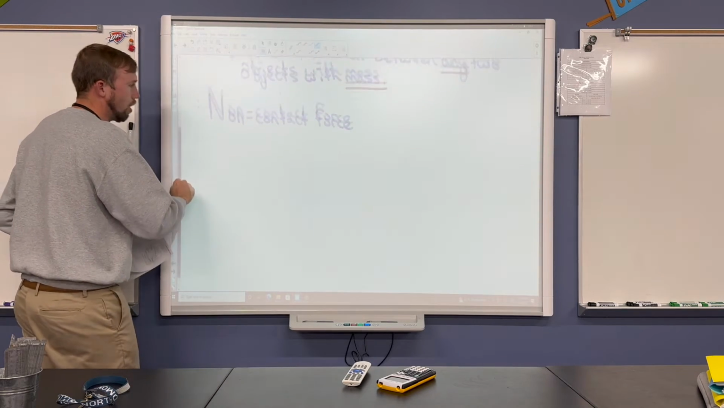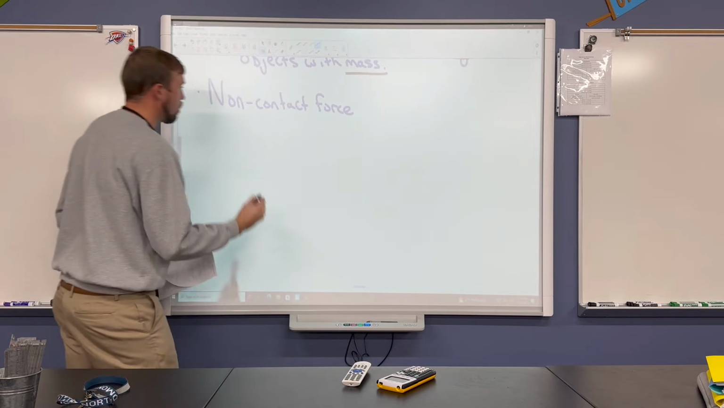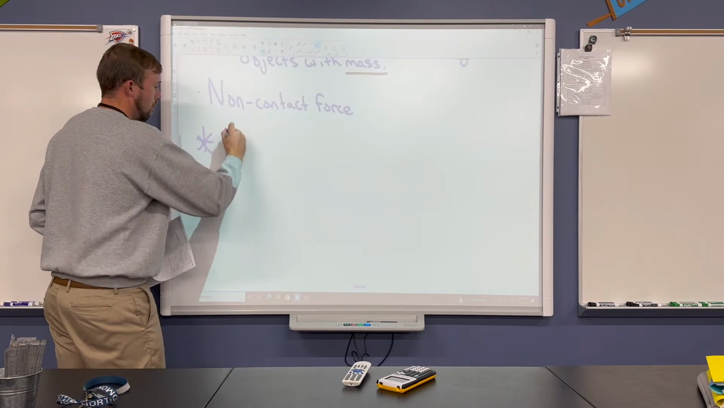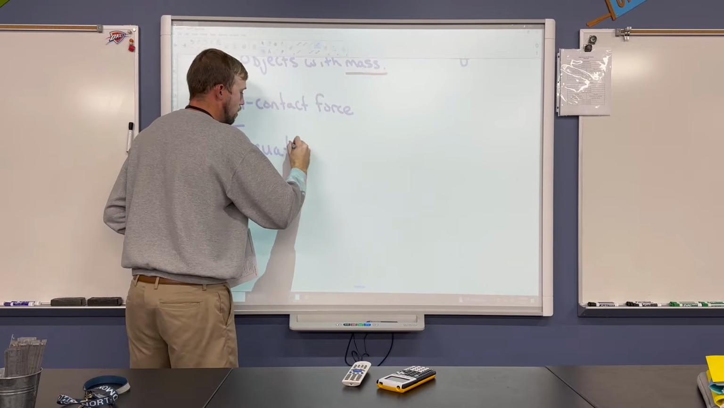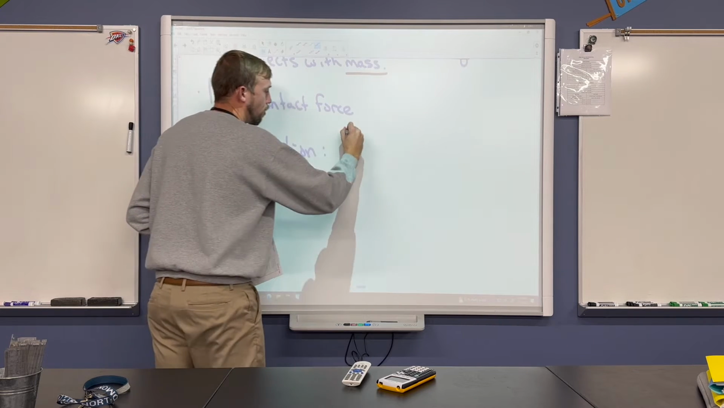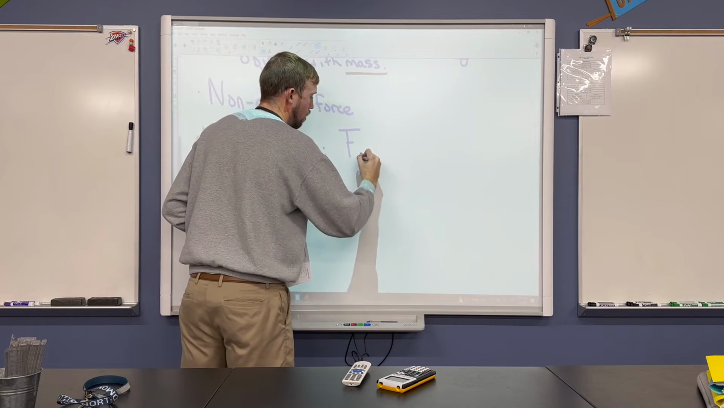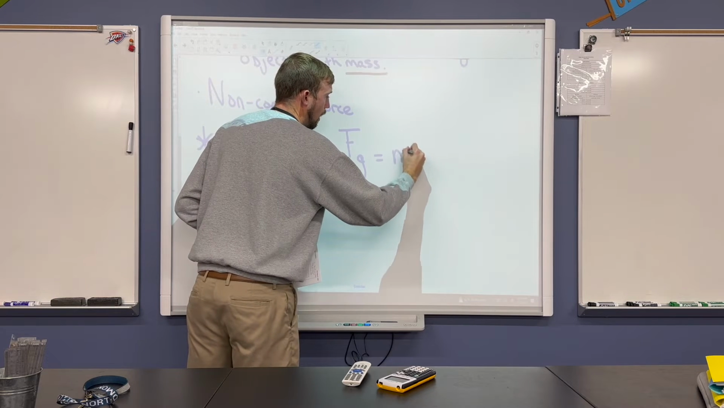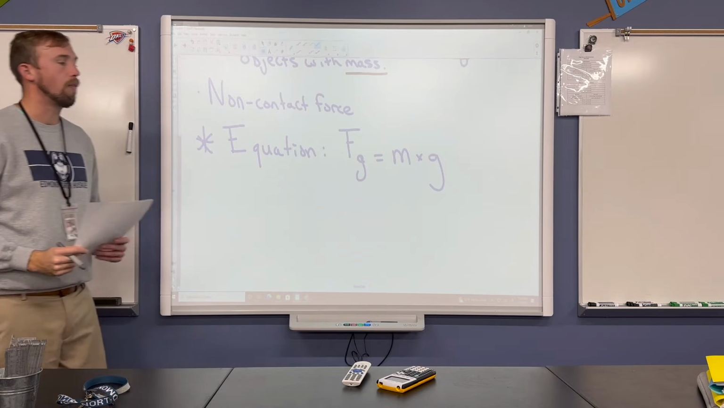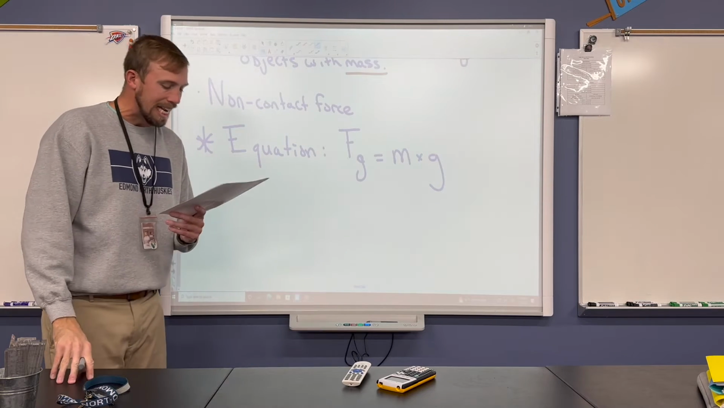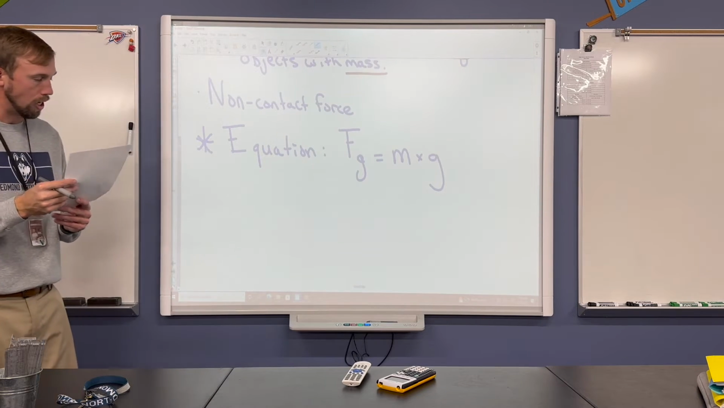Now, we have an equation for gravitational forces. And that equation looks like this. F sub g, force of gravity, is equal to m multiplied by g. Okay? F sub g is equal to m multiplied by g.